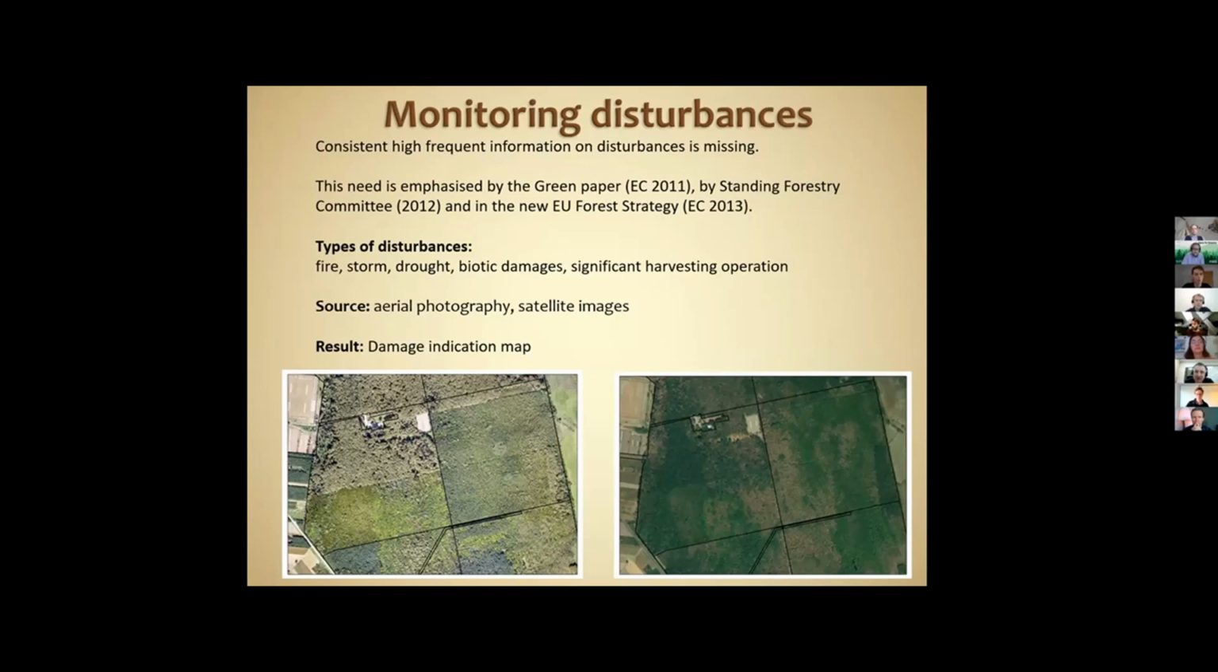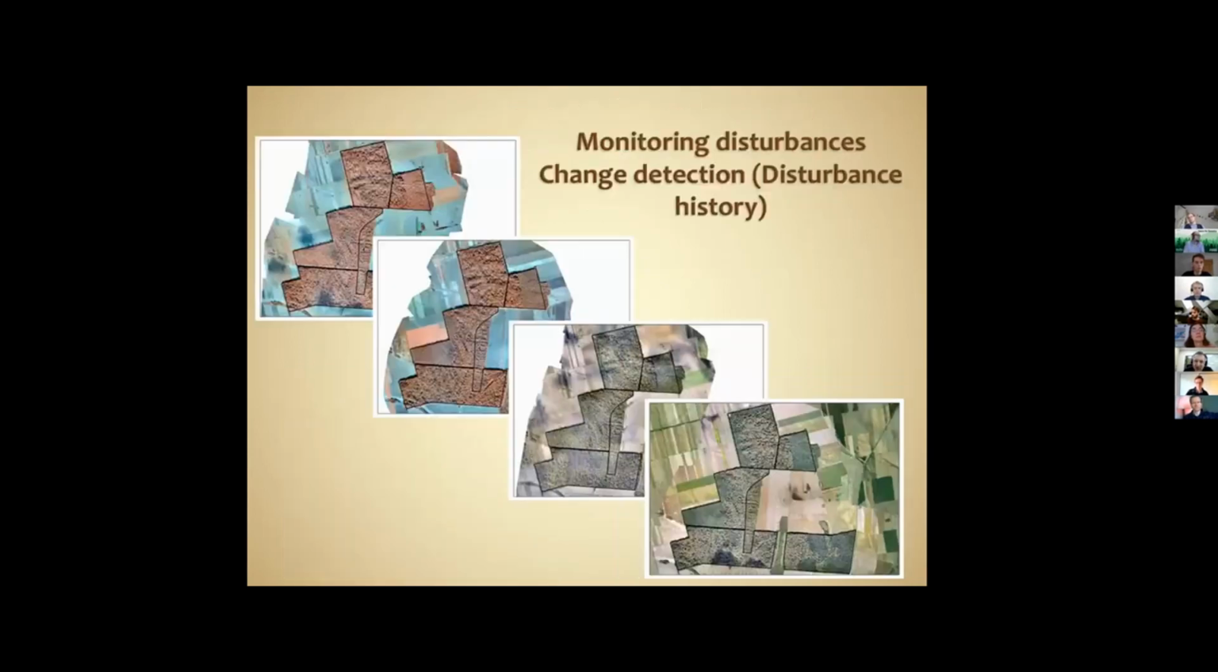All this we are using to monitor. One important aspect is the monitoring of disturbances. Generally, consistent high frequency information on disturbances is missing on the larger scale. The need is emphasized by the Green Paper, by the Standing Forestry Committee, and in the EU Forest Strategy. Types of disturbances which are monitored are fire, storm, drought, biotic damages, and significant harvesting operations. Sources are aerial photography and satellite images, and the result is a damage indication map. It is important that we monitor through a period of time, so we need frequent images from different periods of time.